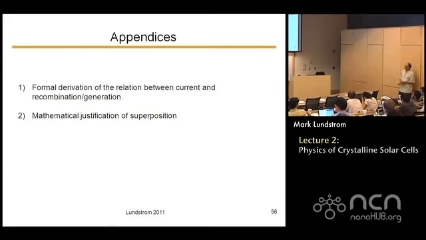In the handout for this, I've got, first of all, a mathematical derivation of the fact that current is Q times recombination minus generation, although it's intuitive, you don't really need a derivation. And an attempt at a mathematical justification of superposition, but I'm not very happy with it, because it's not easy to justify in general. So I don't want to go there. That's the appendix. So I'll stop and see if there are any questions.